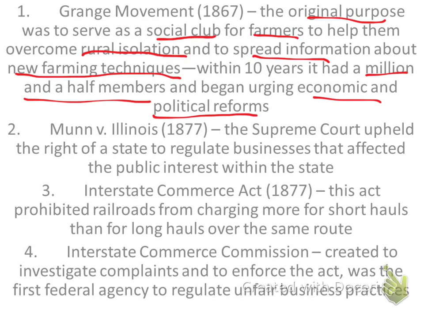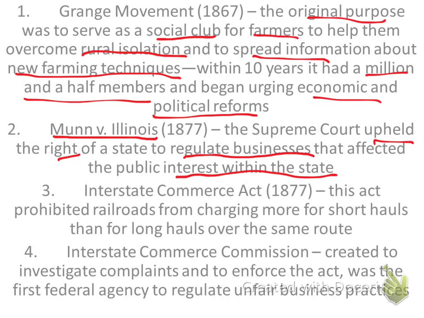One of the things that was done was a law in Illinois in which a state could then regulate railroads. The railroads sued, took it to the courts, and in the Supreme Court case Munn versus Illinois, the court upheld the right of a state to regulate businesses, again mostly railroads, to regulate businesses that affected the public interest within the state. So the state of Illinois could pass legislation that affected business within the state of Illinois. Texas could do the same thing, New York, New Jersey, so forth and so on.